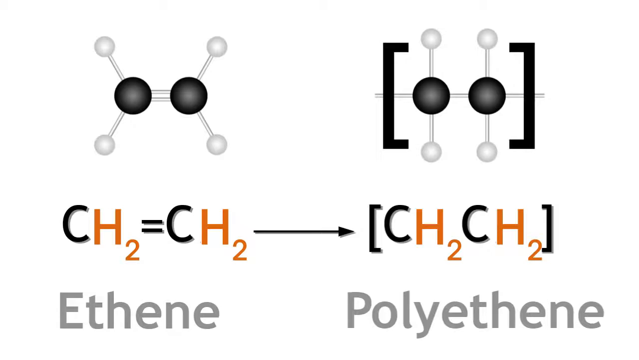Since the number of molecules that can join together to make up the polymer can vary, we use n to represent the number of repeat units. Consequently, we must also go back to ethene and balance the equation with n number of ethene molecules going in.